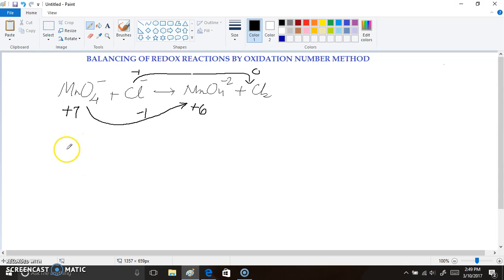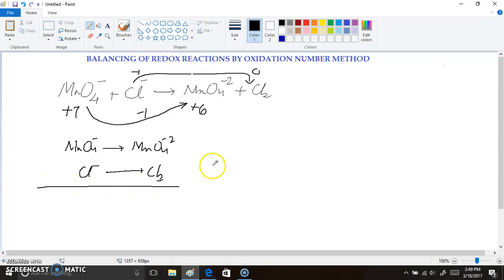For your easiness, I am saying to write these equations separately. MnO4 minus gives rise to MnO4 minus 2. Then Cl minus gives rise to Cl2. Here you write down the answer. That's all. Very simple. Here the oxidation state is plus 7. Just for a change, I am writing with another color. It is plus 7, this is plus 6. So the change in oxidation state is minus 1. In this case, the oxidation state is minus 1, here it is 0.